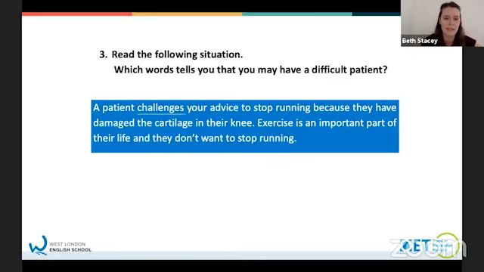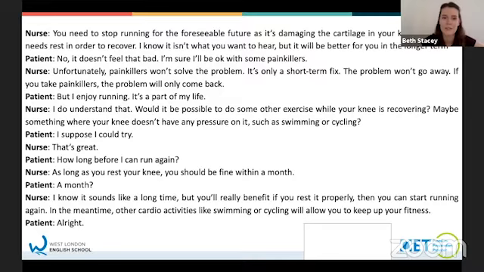One more situation. So a patient challenges your advice. They don't agree with your advice, and they don't want to stop running. So we know here again, we've got a difficult patient. Have a look for some good language in here.